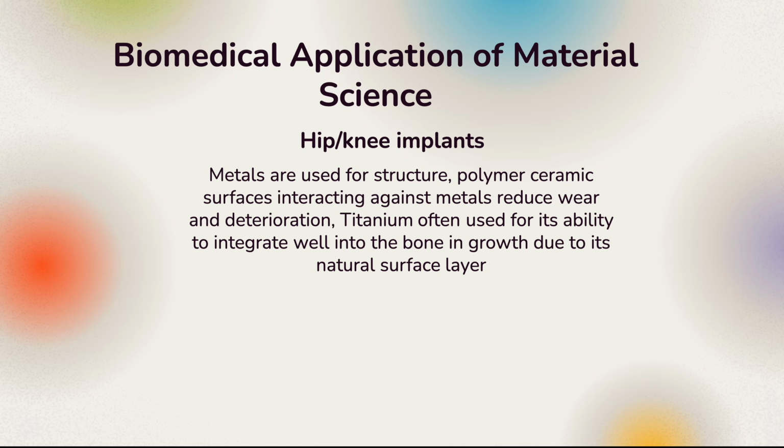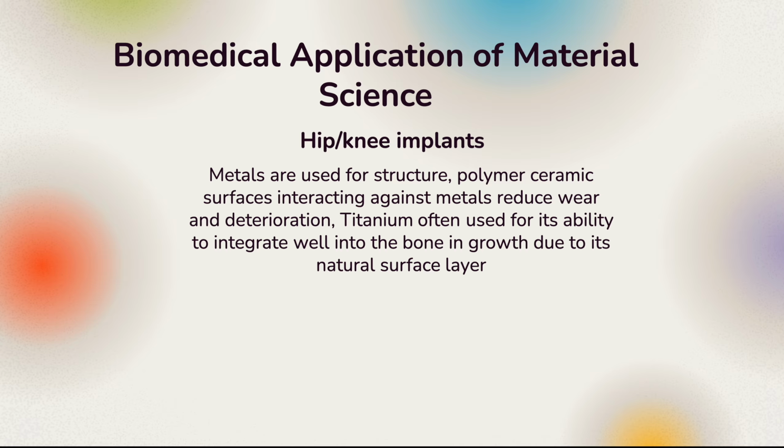So it's important that we're putting something in someone that is going to be able to last a long time because joints move around, and it's important that we keep it very structured in a way that's not going to deteriorate easily. So that's why we can use metals as well with a polymer ceramic surface. So when they're interacting, it's not going to cause any harm to the patient.